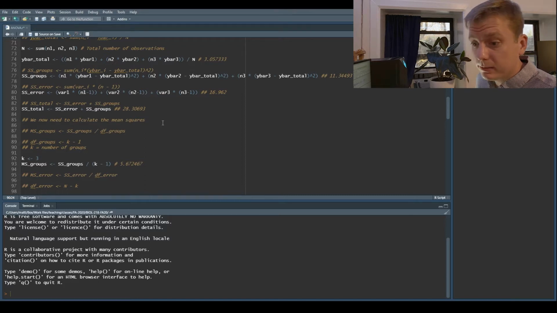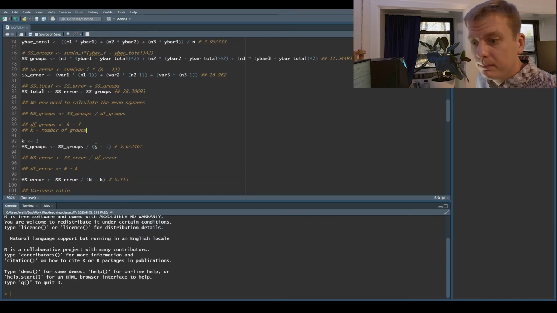And we can calculate the degrees of freedom of the groups really easily by taking k, which is the number of groups, in this case 3, minus 1. And so degrees of freedom of the groups is 2. If we calculate out the mean squares of the groups, we get 5.672467.